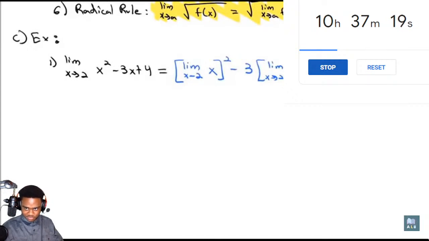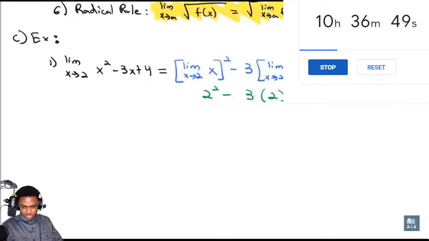Now we have the 2 basic limit laws that say the limit of x is the number and that the limit of a constant is equal to the constant. And so if we plug that in, the limit as x approaches 2 of x is just 2, so we get 2 squared minus 3 times 2, plus 4. I can plug this into my calculator and we'll end up with 2.